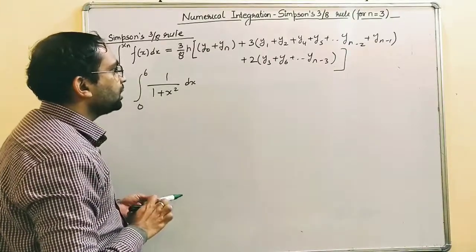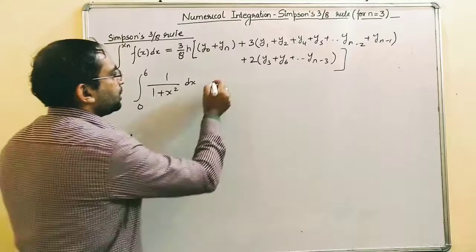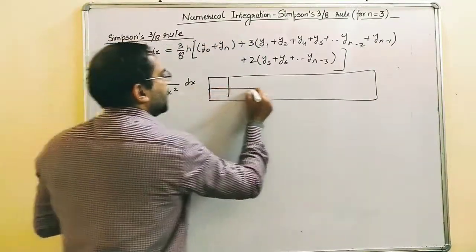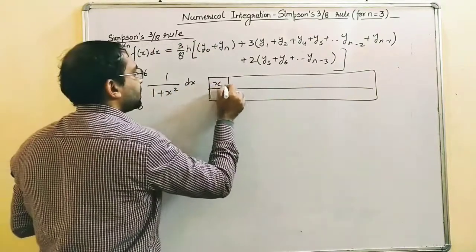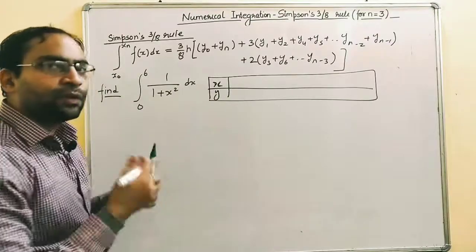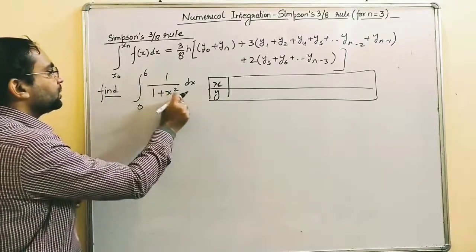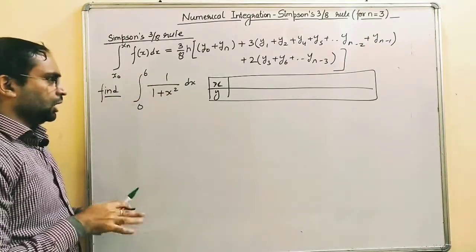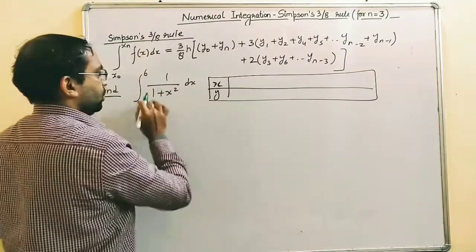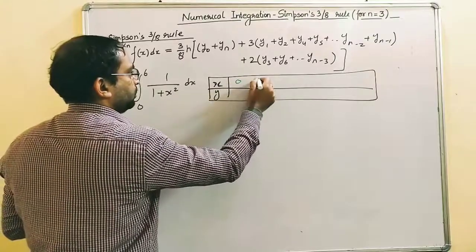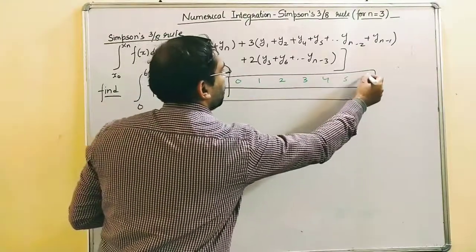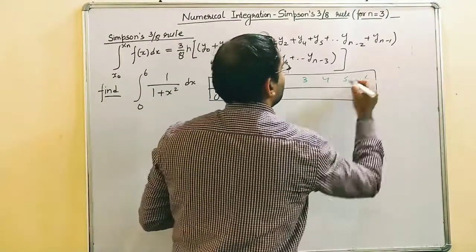So once we make 6 intervals, our data table would be something like this. We'll have the values of x and respective y. Y is the f of x, the function, that is 1 upon 1 plus x square. So now, to make 6 intervals, we'll start with 0. So this will be 0, then 1, 2, 3, 4, 5, and lastly this will be 6.